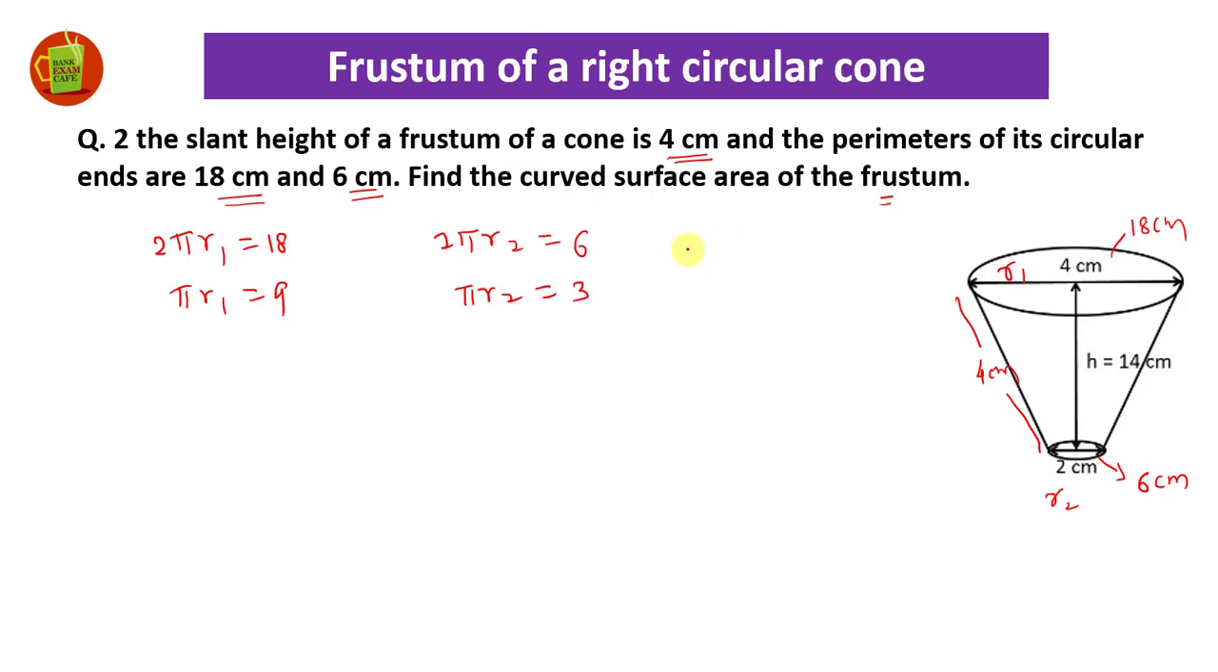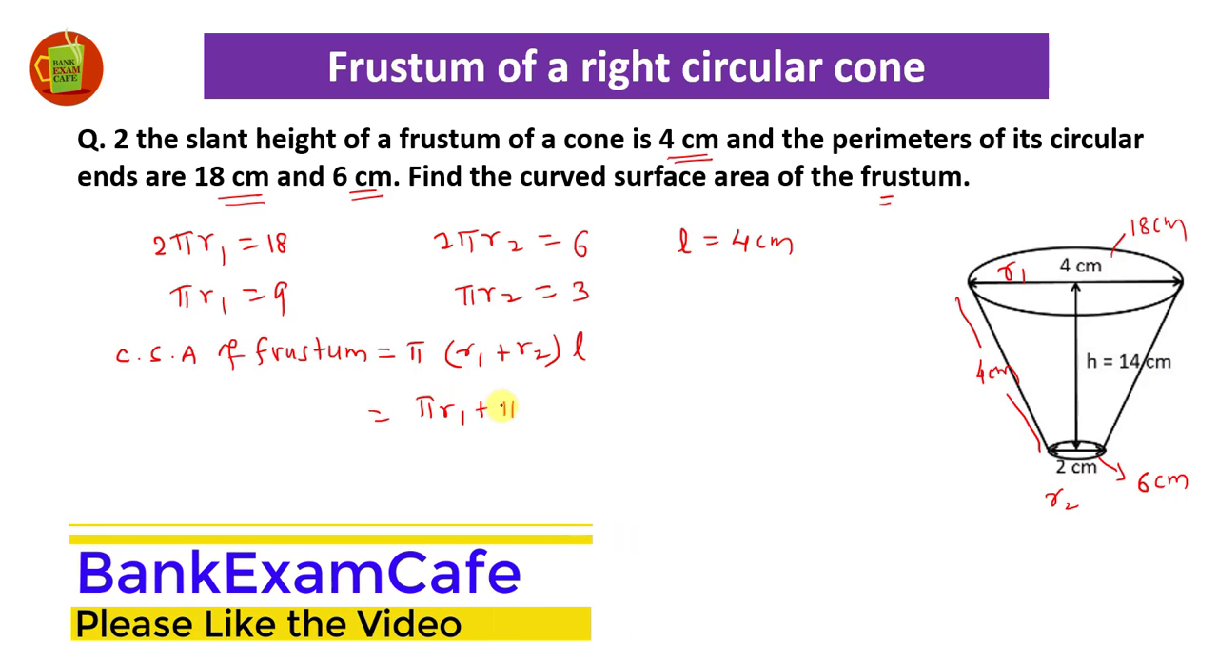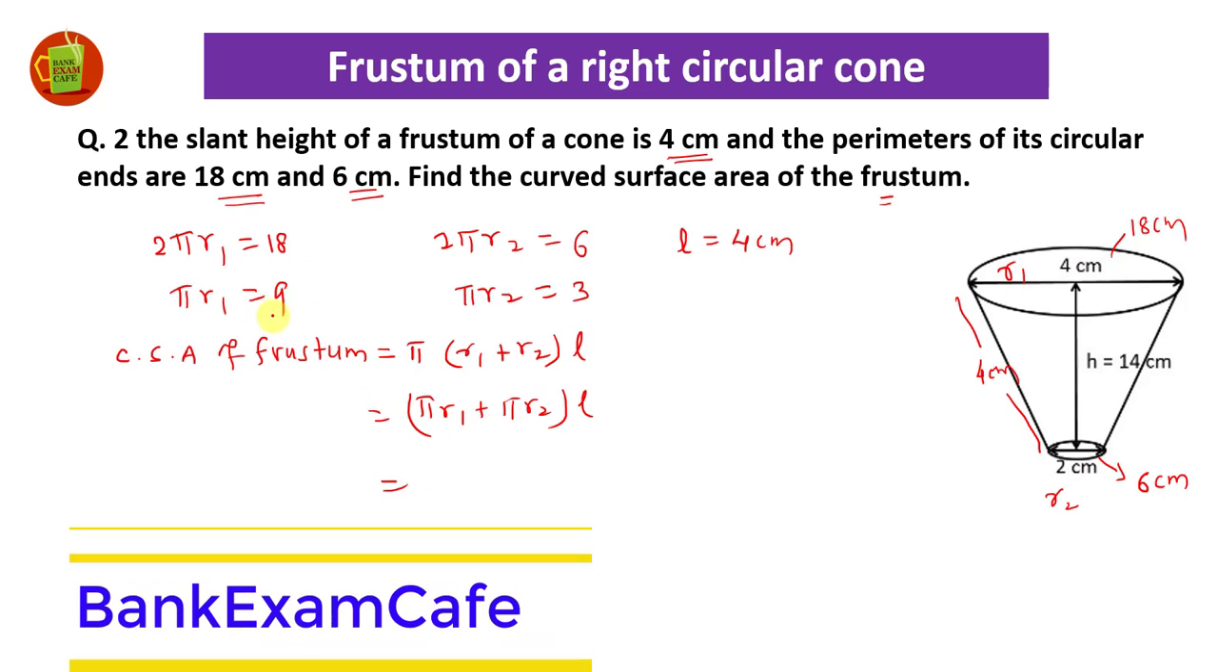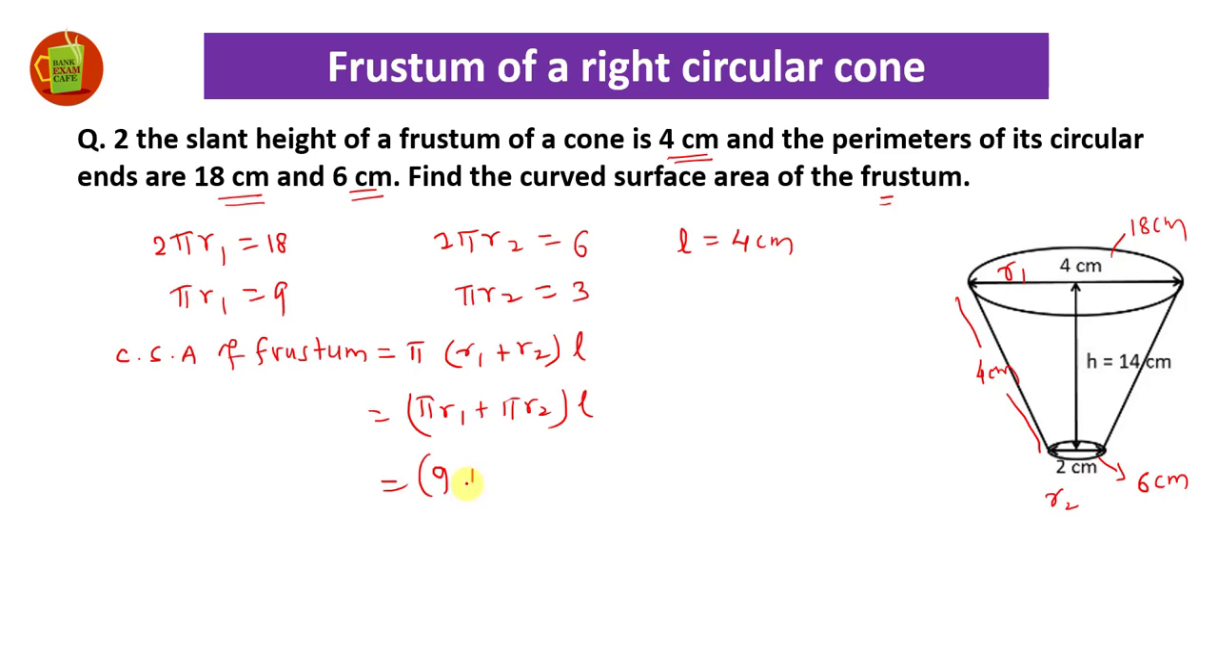So here L is also given, that is 4 centimeter. So the slant height is 4 centimeter, and therefore the curved surface area of a frustum is equal to, the formula is pi into bracket r1 plus r2 into slant height. So if you multiply by pi inside the bracket, you will get pi r1 plus pi r2, close the bracket, into L. So here pi r1 is directly given to us as 9 plus pi r2 is directly given to us as 3. So close the bracket, into L, that is 4.